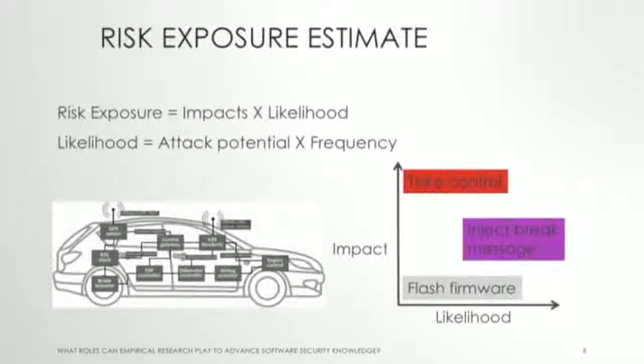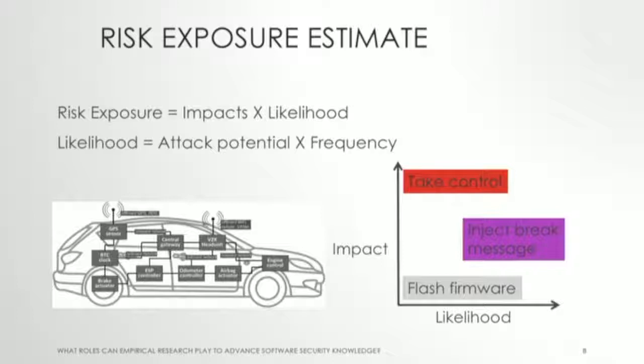Let's take the case of risk estimation. For risk estimation, the common formula that we use is risk exposure equals impact multiplied by likelihood. So you get the impact and you get the likelihood. That will define your risk exposure. The likelihood is kind of the attack potential, how likely the attack could happen, multiplied by the frequency, how often it is going to happen. Let's say you could use this formula. You might come up with a different way, but this is kind of common.